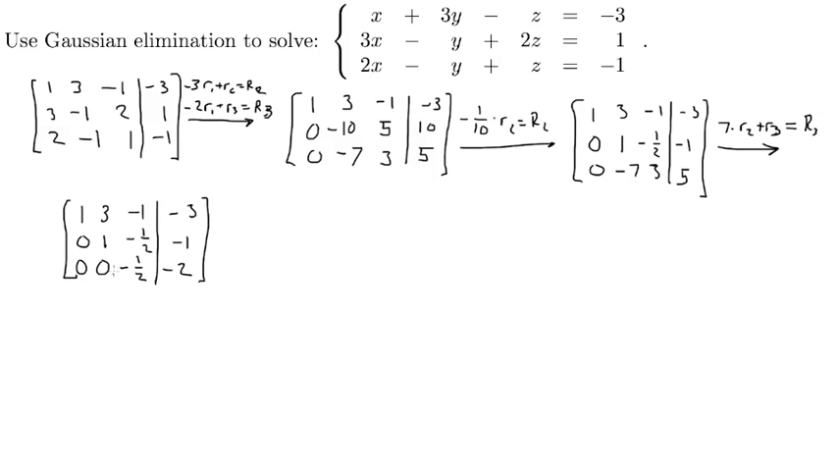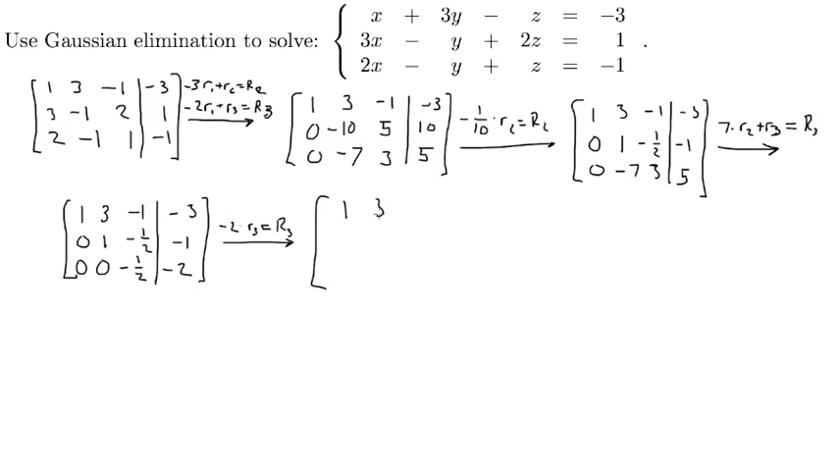Okay, so I now have my second column the way I want it to be. I have a 1 right here and a 0 down below. Once again, our goal is we want 1s along the diagonal and 0s below it. So I had my 1 in column 2, and I got the 0 below it. The last thing I need here is to make this a 1. So I'm going to do that by multiplying row 3 by negative 2. So negative 2 times row 3, it's going to give me my new row 3.